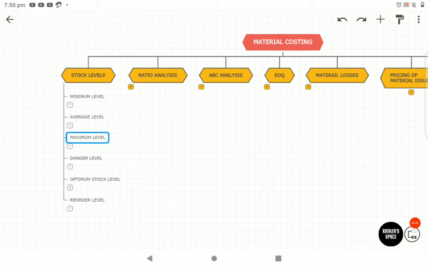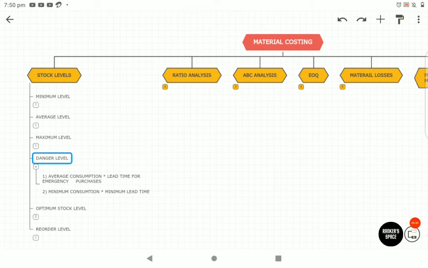Then after that we saw danger level. If this quantity is not there, my bin itself is empty. There are two different types of formula. First is average consumption into lead time for emergency purchase. Then after that, minimum consumption into minimum lead time. What is minimum consumption into minimum lead time? Then after that, what happens?